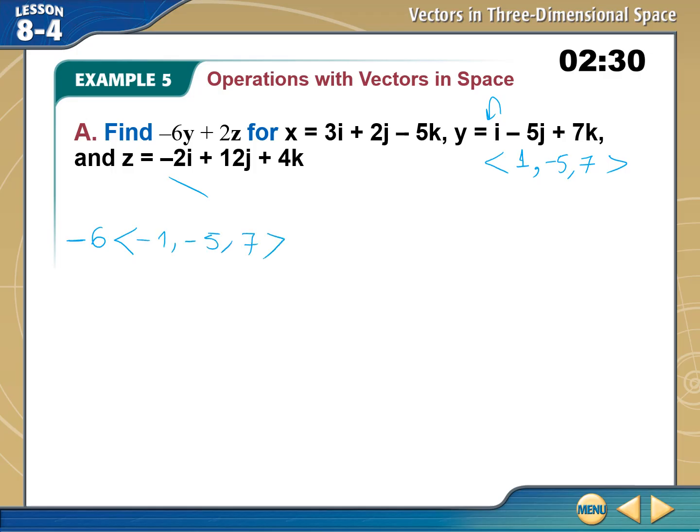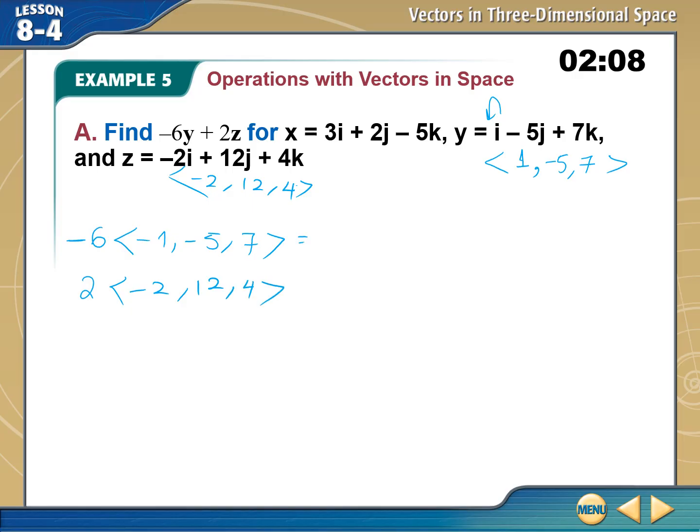Then we have plus 2z. So 2 and then z. The z components are negative 2, 12 and 4. Remember, i represents the x component, j represents the y component, and k represents the z component. So minus 2, 12 and 4.